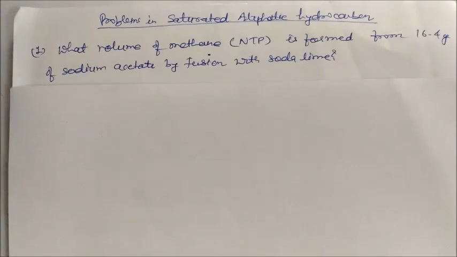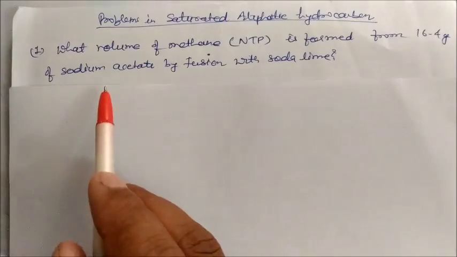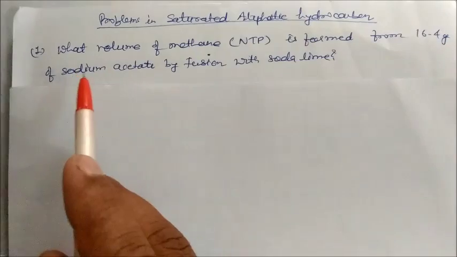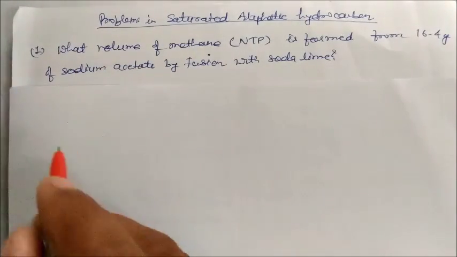So friends, in this session we will solve some problems in saturated aliphatic hydrocarbons. What volume of methane at NTP is formed from 16.4 gram of sodium acetate by fusion with soda lime? So first you write the reaction.